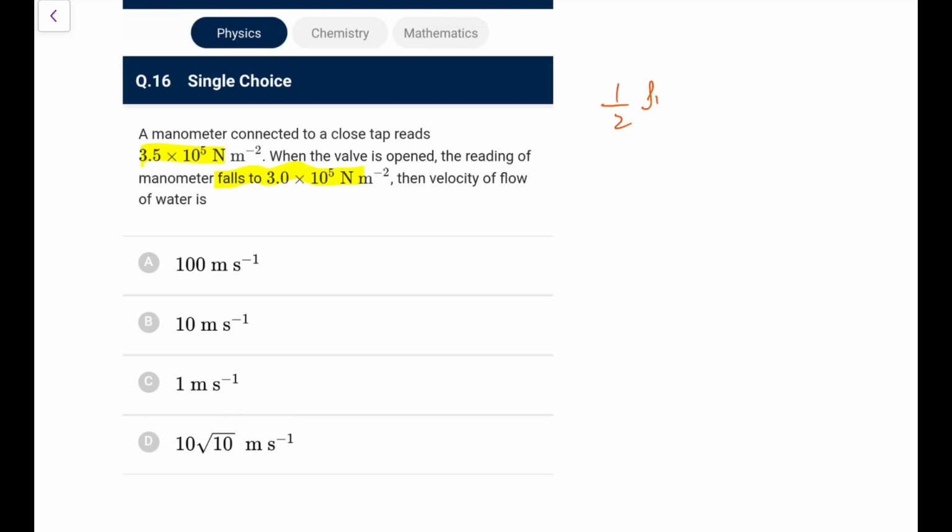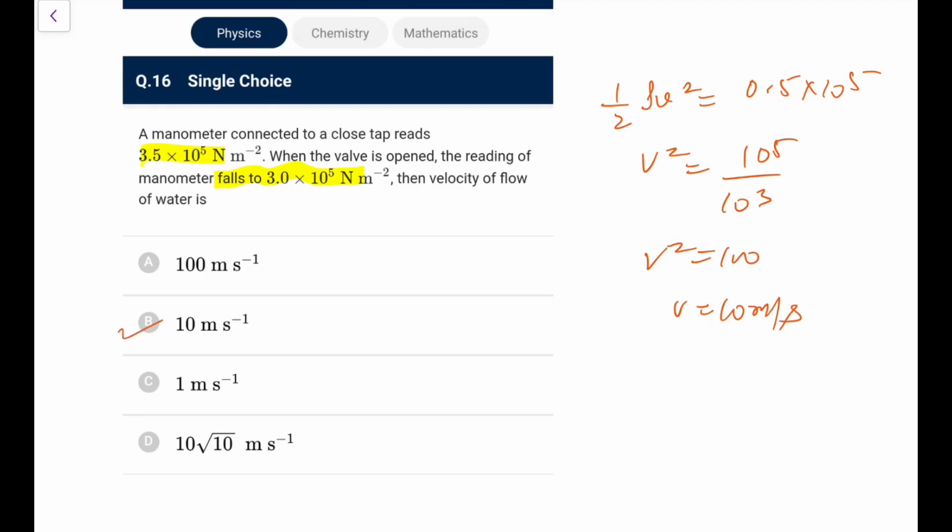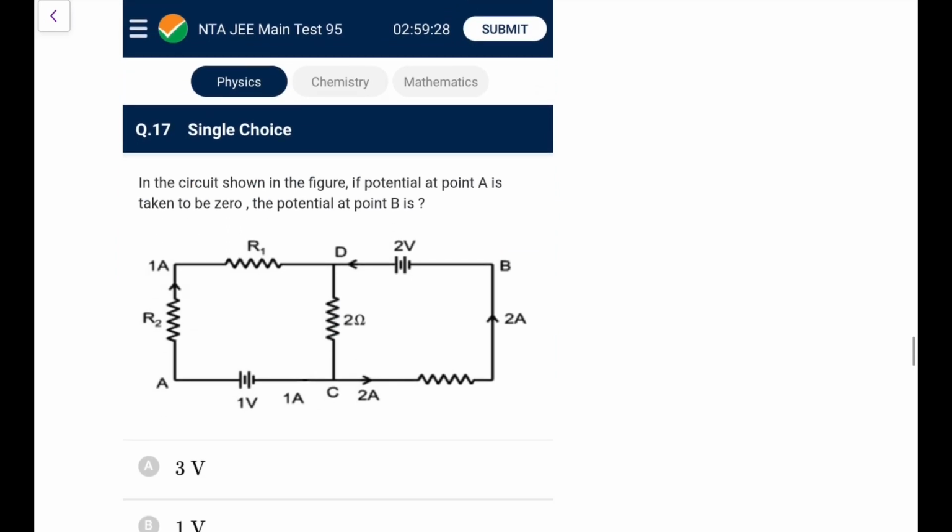So what I can say, half rho v square will be equal to that drop. The drop is 0.5 into 10 to the power 5. So v square is 10 to the power 5 upon 10 to the power 3. So v square is 100, so v is 10 meter per second. It's an easy one if you can visualize this thing, because of that flow, the pressure is dropping.